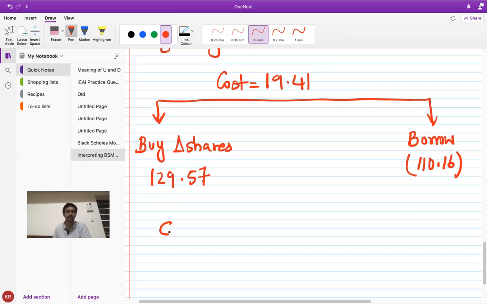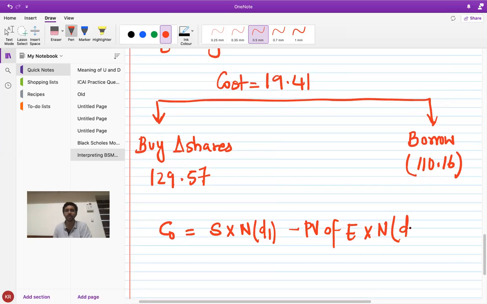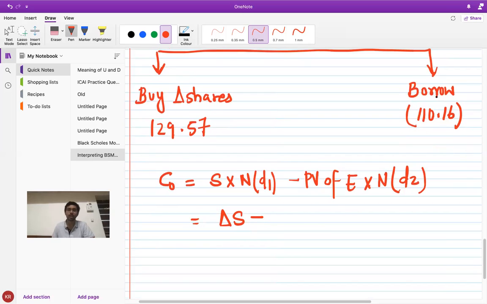Now I'm writing the equation of Black-Scholes. Call option value is equal to S into N(d1) minus present value of exercise price into N(d2). And we know that N(d1) is actually nothing but delta, which means this is the cost of buying delta shares, which we put as part of this branch, less the amount of borrowing. What we got as Y over here is nothing but this, the amount of borrowing.